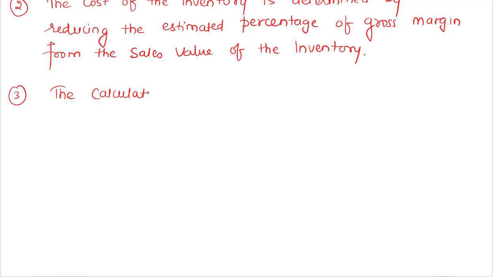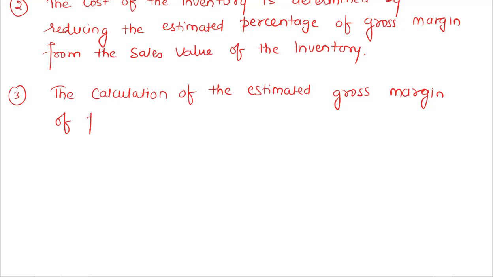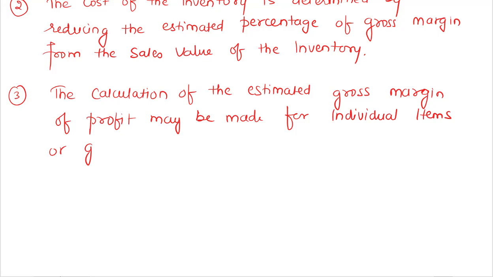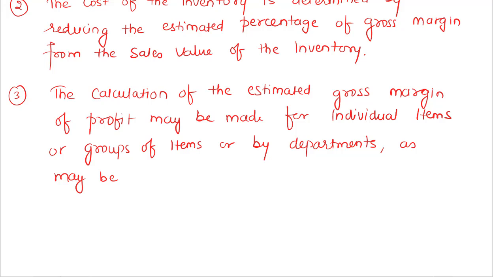The calculation of the estimated gross margin of profits may be made for individual items or groups of items or by departments, as may be appropriate to the circumstances.